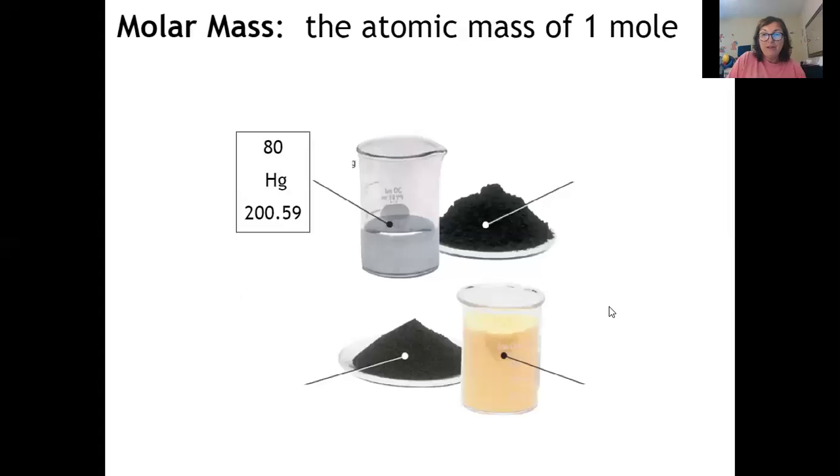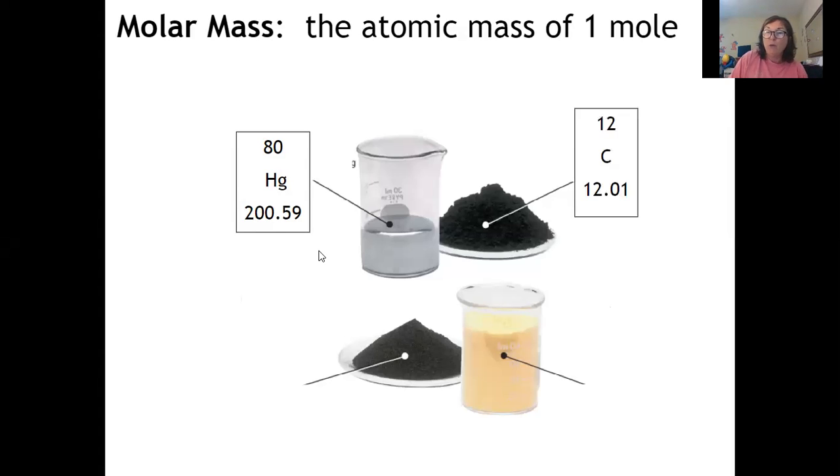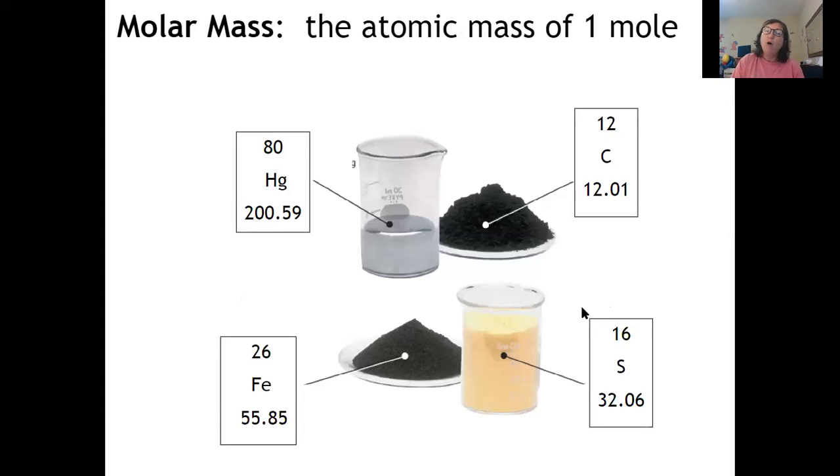Okay, so these are conversion factors. Now there's something called molar mass. Molar mass is the atomic mass of 1 mole. I kind of got ahead of myself, okay? So a molar mass tells us 1 mole of something equals this amount. So 1 mole of mercury equals 200.59 grams. 1 mole of carbon equals 12.01 grams. 1 mole of iron, 55.85 grams. And 1 mole of sulfur, 32.06 grams. So 1 mole of anything equals its atomic mass, okay? And we call it molar mass because it's 1 mole of it.